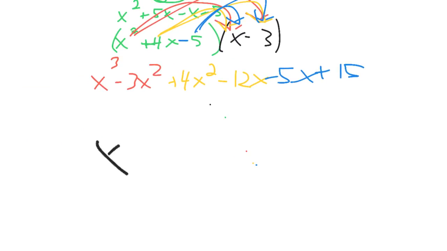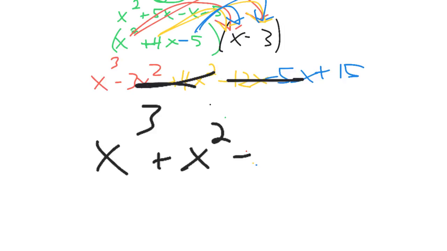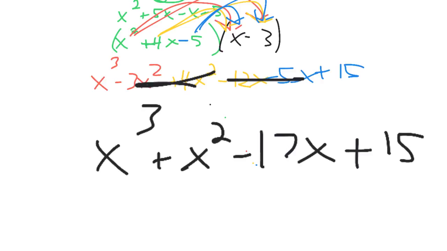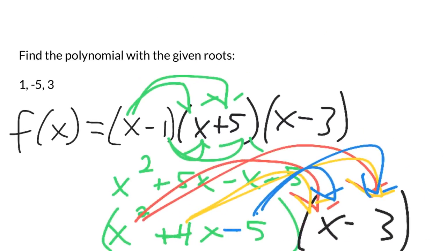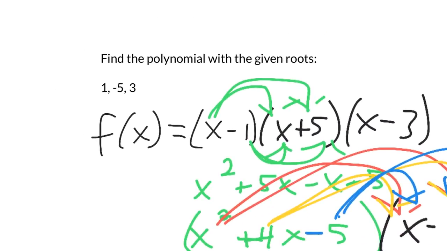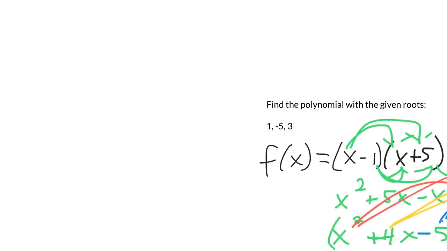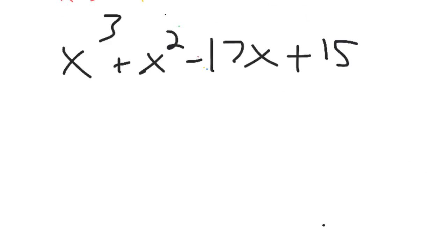Nothing to match up with x to the third. We got -3x squared plus 4x squared. That makes positive 1x squared. We got -12 minus 5. We're going further in debt, so that's -17x. And then positive 15 to end that guy off. This is our polynomial, because it all started with x minus 1, x plus 5, x minus 3, things that guaranteed these to be zeros. And we just expanded into standard form.